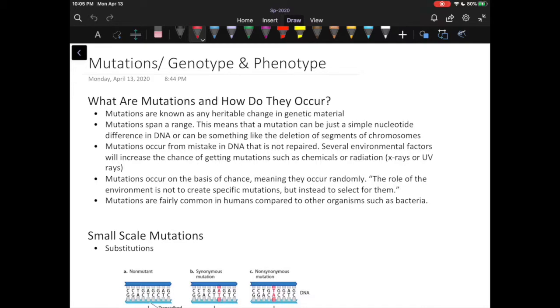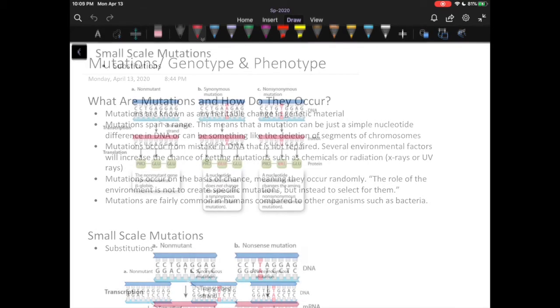Even though mutations are more common in humans, it does not affect us that much because only 2.5% of our genome codes for a protein, and the rest we don't know a lot about, but it doesn't seem to do any harm. So that is mutations and how they occur, and then we'll go on to next talking about small-scale mutations.